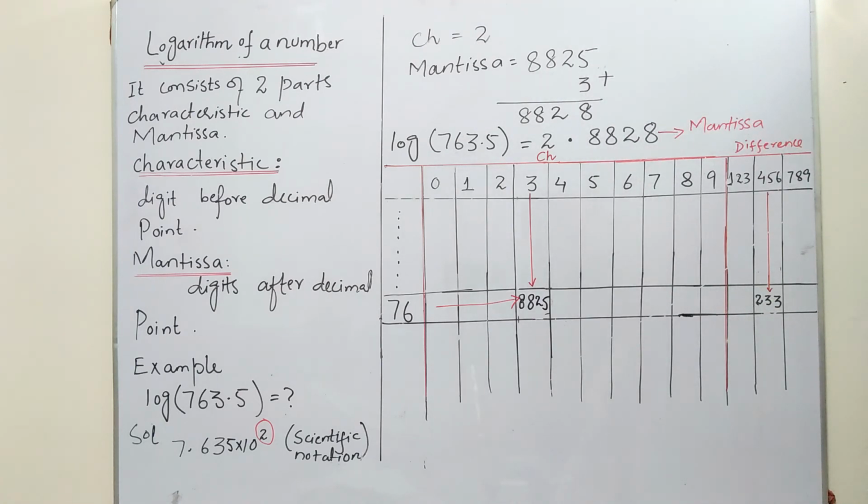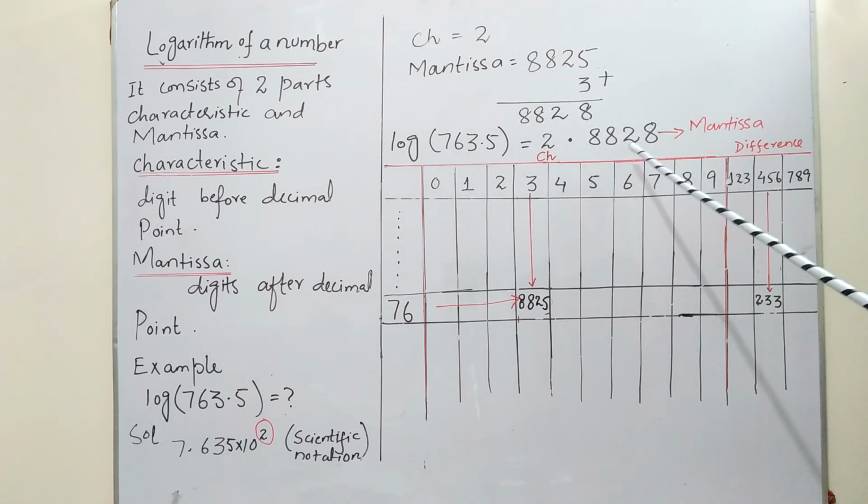Now the next number is 5. So check the value of 76 in the difference column, which is under 5. The value is 3. Add this value to the previous value of the mantissa, so it becomes 8828.